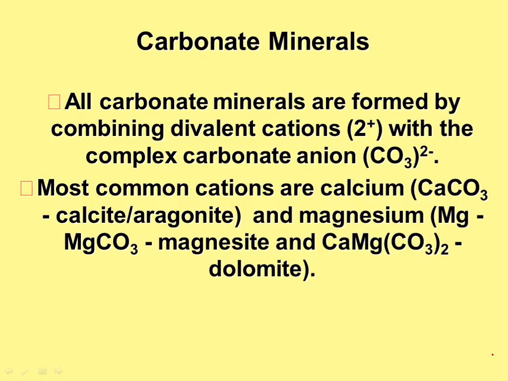That combines to give you calcium carbonate, which is going to be either calcite or aragonite as a polymorph of calcium carbonate. And you have magnesium carbonate either in the form of magnesite or dolomite, shown by this formula right there.